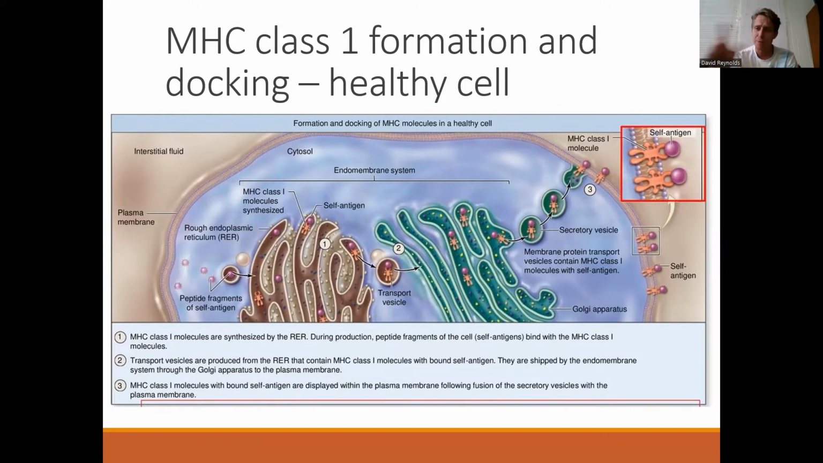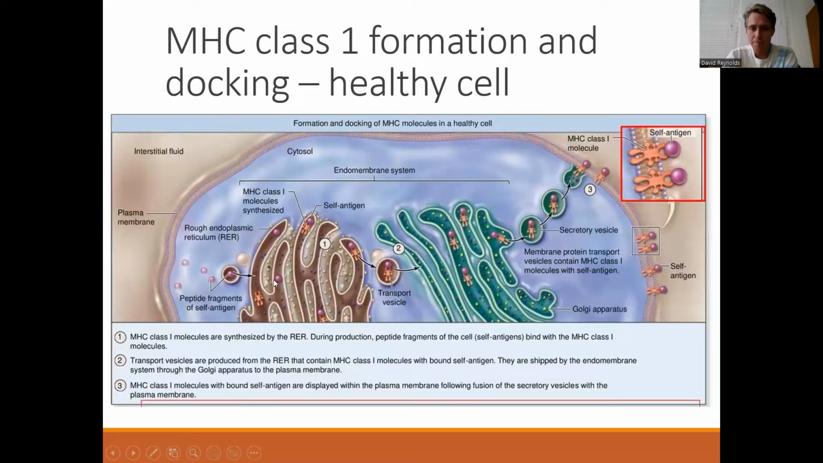And so little pieces of peptides fall off of those proteins. And those peptides can then bind with your MHC. So let's say this is a normal cell. This would be your MHC1 class. So peptides bind with the MHC1.